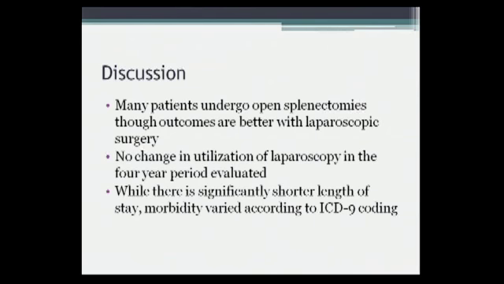So in terms of our discussion, one thing we identified was that many more patients are still undergoing open splenectomies despite the fact that outcomes are better with laparoscopic surgery. Now, we weren't able to identify any particular reason why this might be the case. At first, since the literature is changing year by year, we thought it could be due to the utilization not having had time to change as literature was published. However, in the 4-year period that we looked at, there was no change in the utilization of laparoscopic surgery. There continues to be a higher percentage of cases done open.